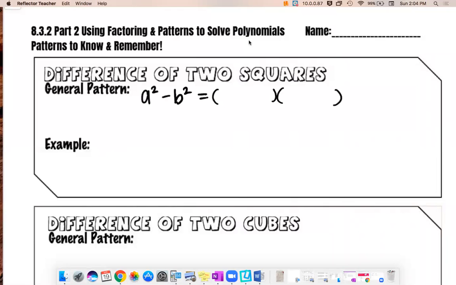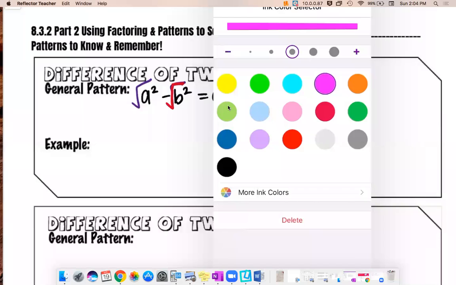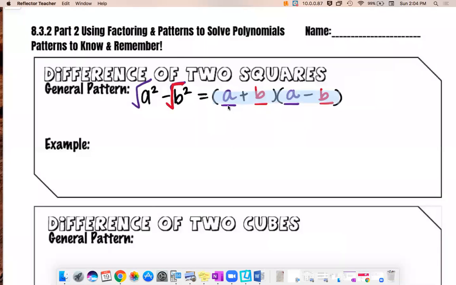This is the one where I know I can take the square root of each of these things. So when I do the square root of a squared, this becomes a, and that goes in the first part of my two parentheses. This becomes a and a. And then the square root of b squared becomes b, so that goes in the last part. This is b and b. And then you just have one be a plus and one be a minus, and this is your final factor. So let's make this a color. And that's how you factor your difference of two squares.